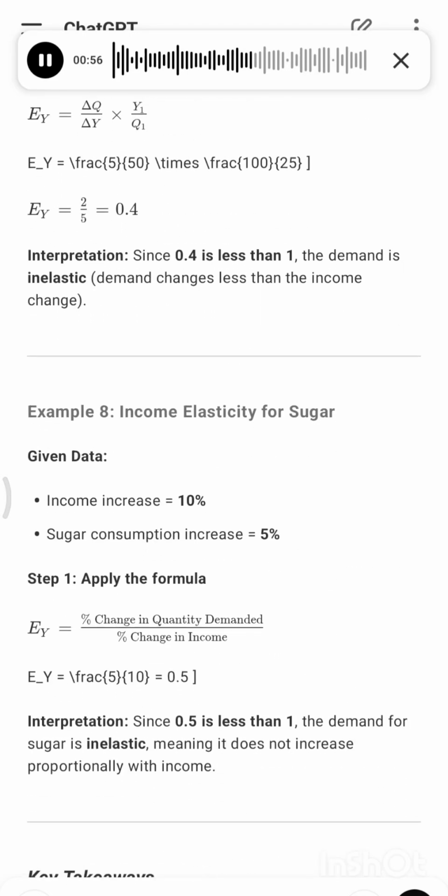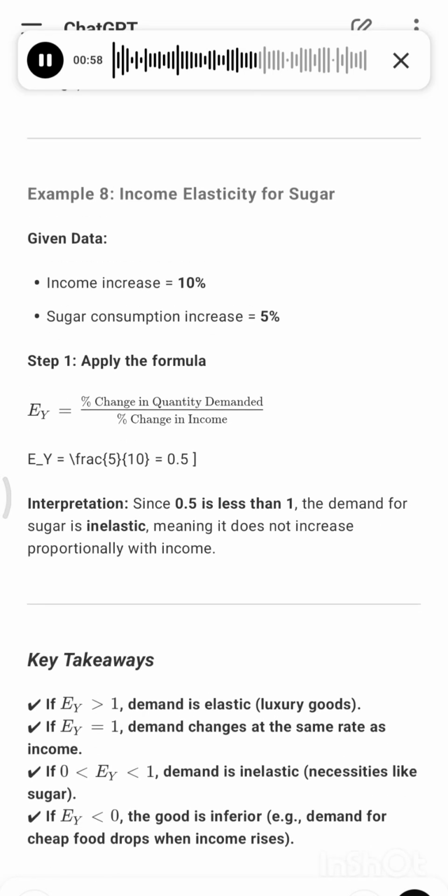Example 8, income elasticity for sugar. Given data: income increase equals 10%, sugar consumption increase equals 5%. Step 1, apply the formula. EY equals the percentage change in quantity demanded divided by the percentage change in income. EY equals 5/10, which equals 0.5.